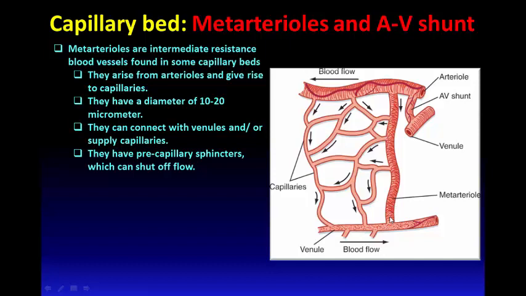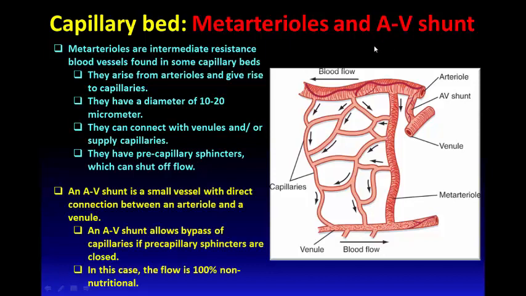They also have precapillary sphincters. Here we have precapillary sphincters which may shut off flow of the blood through the capillary. The other component of a capillary bed are the AV shunts. An AV shunt is a small blood vessel with direct connection between an arteriole and a venule.